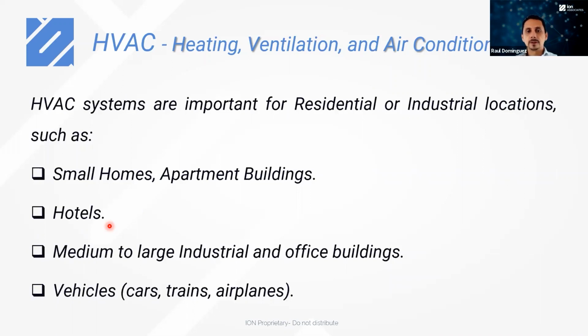These systems are important for residential and industrial locations. We can see them in small homes, apartments, hotels, medium to large industrial and office buildings, and in all kinds of vehicles. We can see them in cars, trains, airplanes, sometimes even in motorcycles. Next, please.